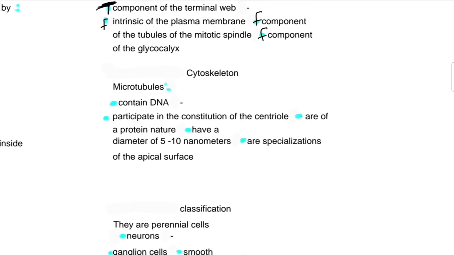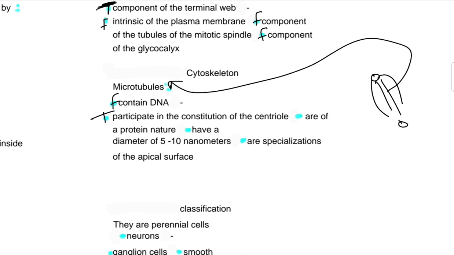Microtubules contain DNA, no. Participate in the constitution of the centriole, yes. Centrioles make spindle. This is the microtubule. Are of a protein nature, all correct. Have a diameter of 5 to 10 nanometers, wrong. We just said 25 nanometers. Are specializations of the apical surface. Wrong.